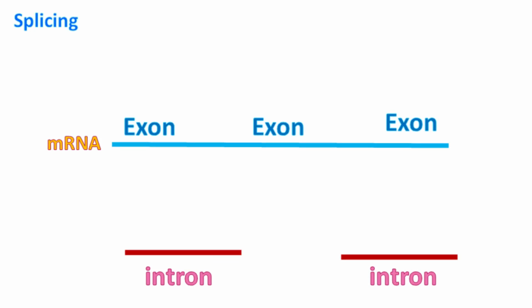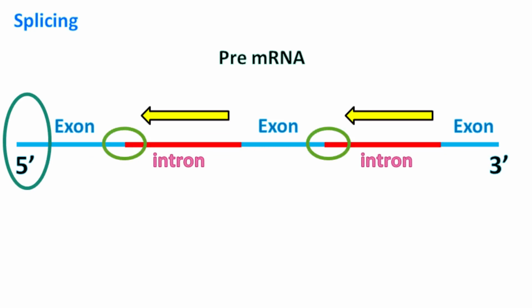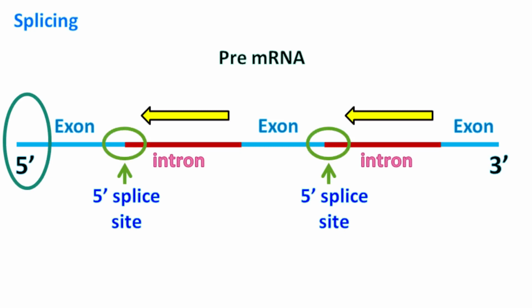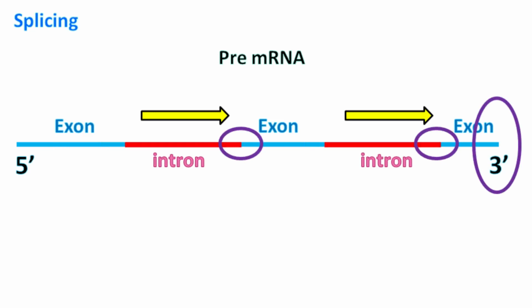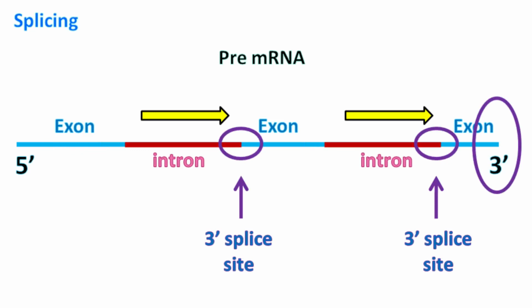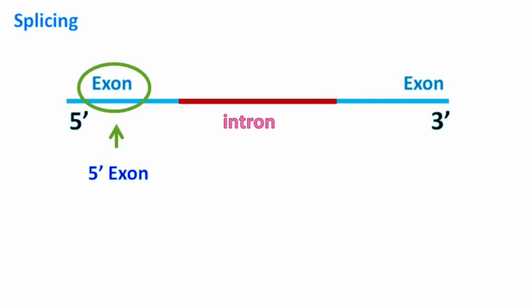Before understanding how splicing works, following are the terms that you should know. The part of the intron towards the 5' end is known as the 5' splice site. The part of the intron towards the 3' end is known as the 3' splice site. The exon towards the 5' end is known as the 5' exon, and the exon towards the 3' end is known as the 3' exon.